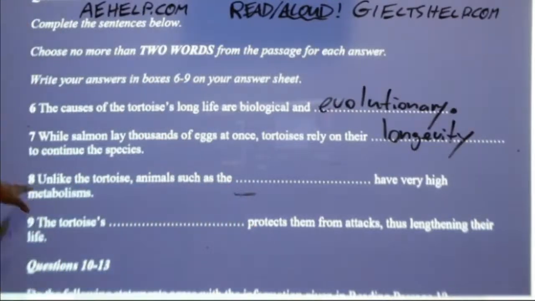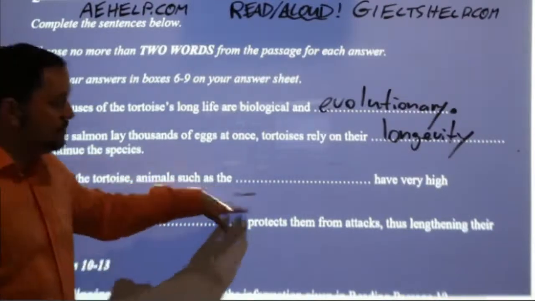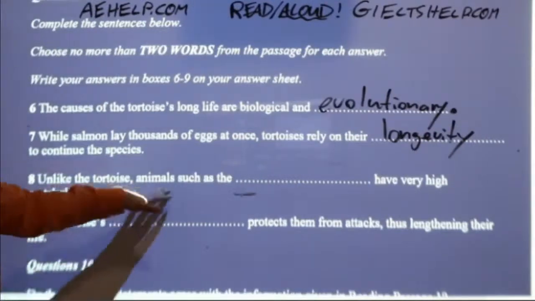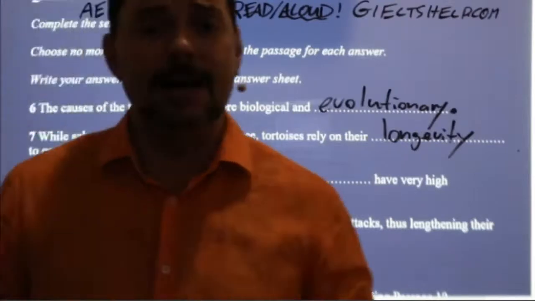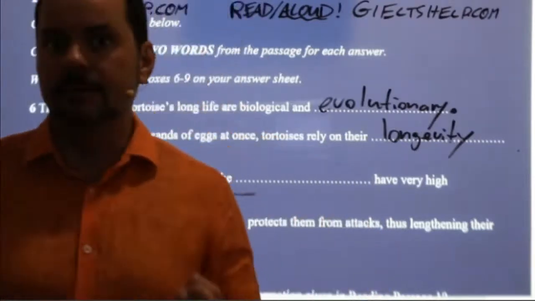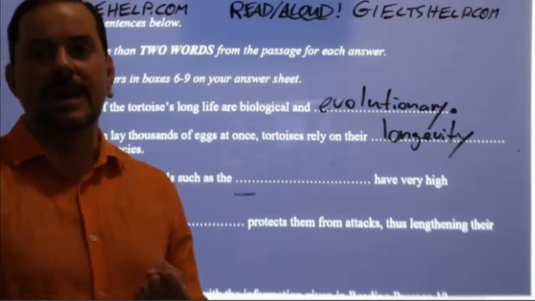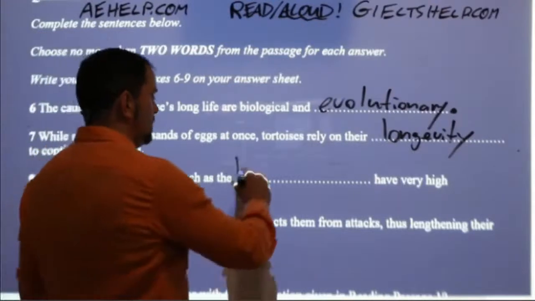So number 8. Unlike the tortoise, animals such as the something have very high metabolisms. So what animal does it give as an example for a very high metabolism? Now, definitely give an animal that's super fast. So hopefully you remember that. Yeah, it's the hummingbird. And Abhishek Pavan, really nice. It's one word, okay?